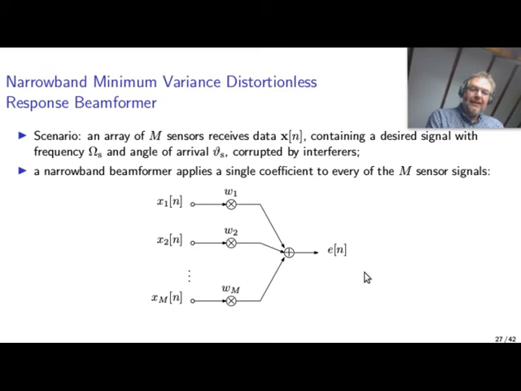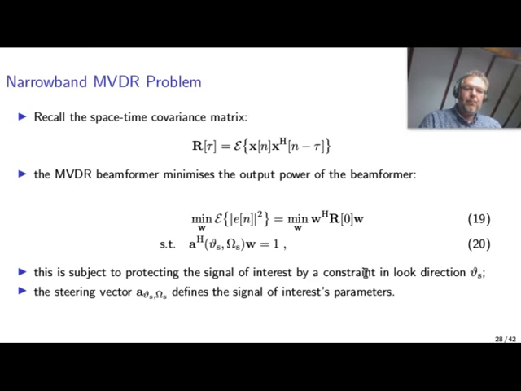So to design these coefficients, we need to formulate a problem. Here we want to solve this in the sense of a minimum variance distortionless response beamformer. That means we want to minimize the output power. As a trivial solution, minimizing E of n would simply imply that we set our coefficients to 0. So in order to avoid this, we need to protect our signal of interest by a constraint. So you see the problem formulation here in equations 19 and 20.